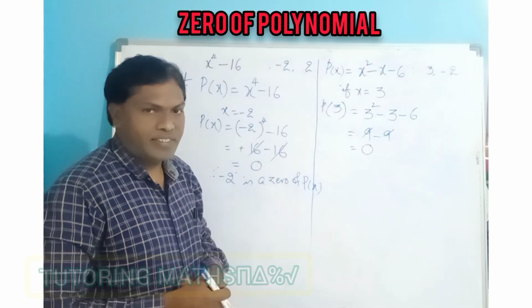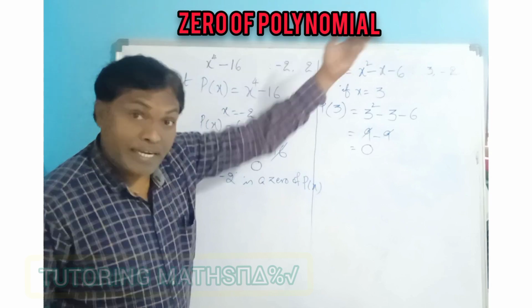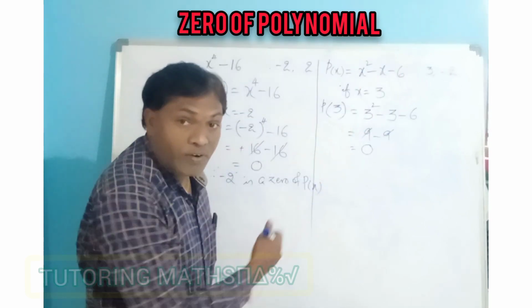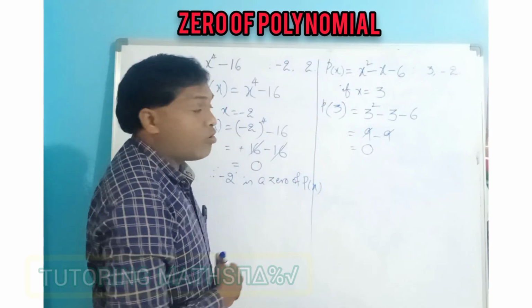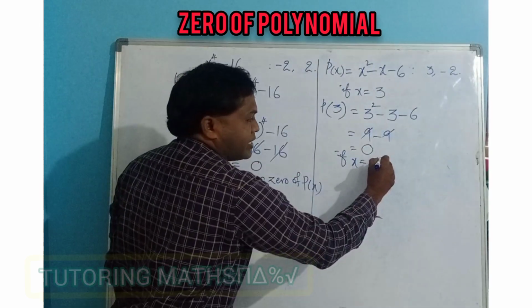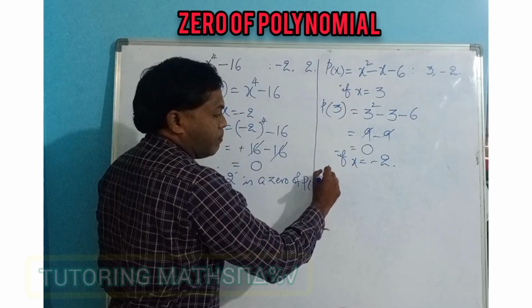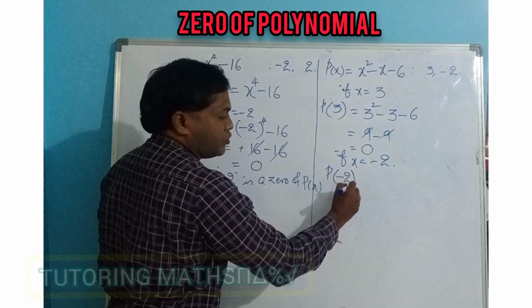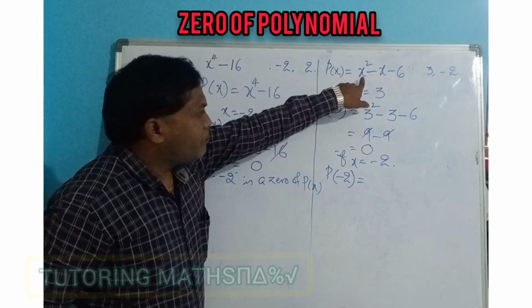Now let us check minus 2. Once you verify whether minus 2 is a zero or not, if x is equal to minus 2, then p of minus 2 is equal to, what is the polynomial?